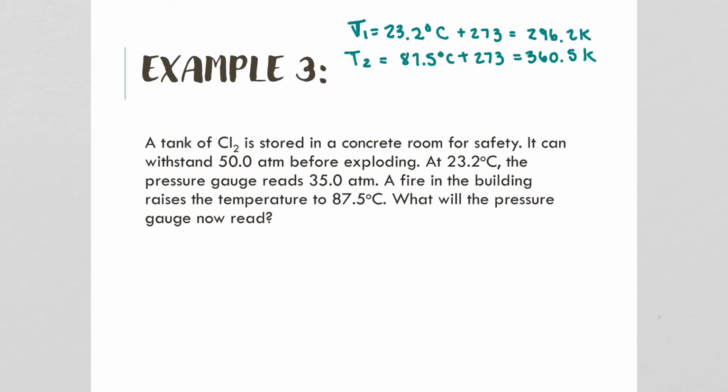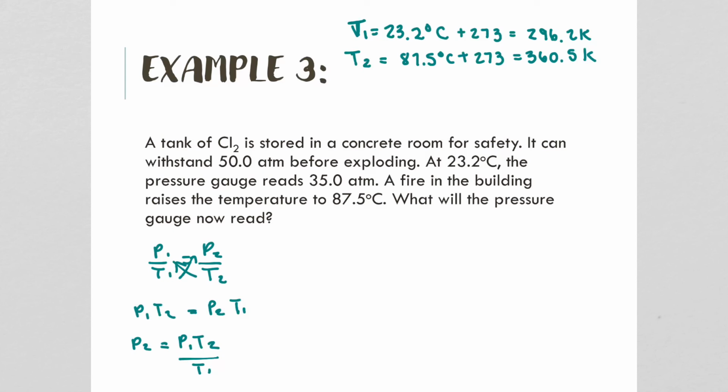So this is not telling us anything about volume, so we can assume that volume is remaining constant because it is in a tank, right? So the volume wouldn't be changing. So it's going to be P1 over T1 equals P2 over T2. But we need to rearrange our formula, so it's going to be P1 T2, because we multiply like so to make it balanced, and that's equal to P2 times T1. We want to know what the pressure gauge reads, so we want to know what P2 is. So P2 is going to be P1 times T2 over T1.